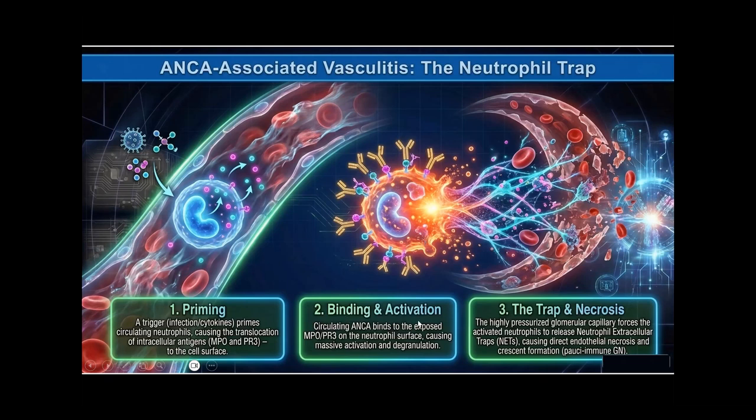Circulating ANCA binds to the exposed MPO and PR3 on the neutrophil surface, causing massive activation and degranulation of the neutrophils. Neutrophil granules are thrown out into the circulation. That is the trap and necrosis: the highly pressurized glomerular capillary forces the activated neutrophils to release neutrophil extracellular traps, that is called the NET, causing direct endothelial necrosis and crescent formation, which is called the pauci-immune glomerulonephritis. This is ANCA-associated vasculitis. We already told 5 types. What is the first type?